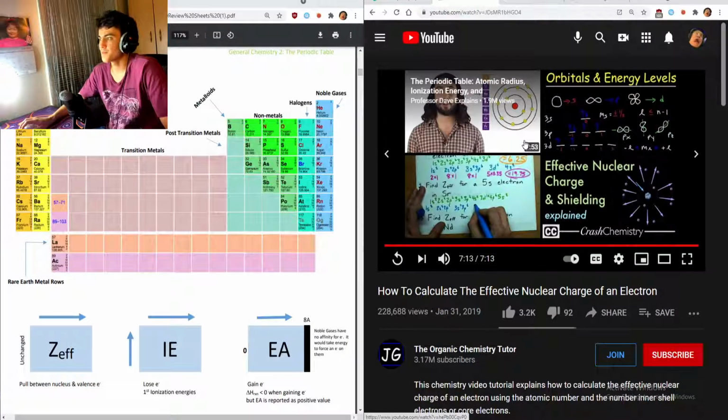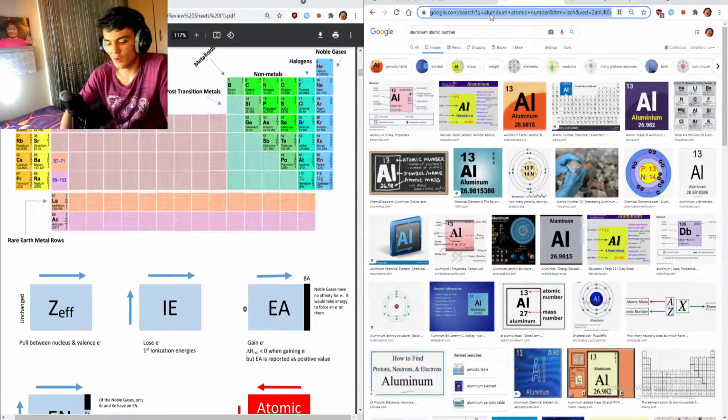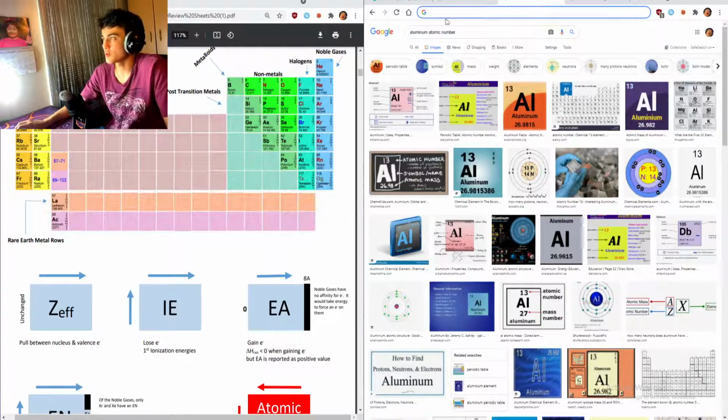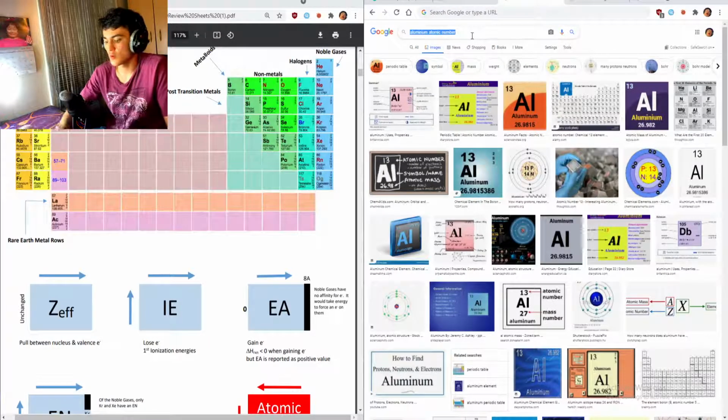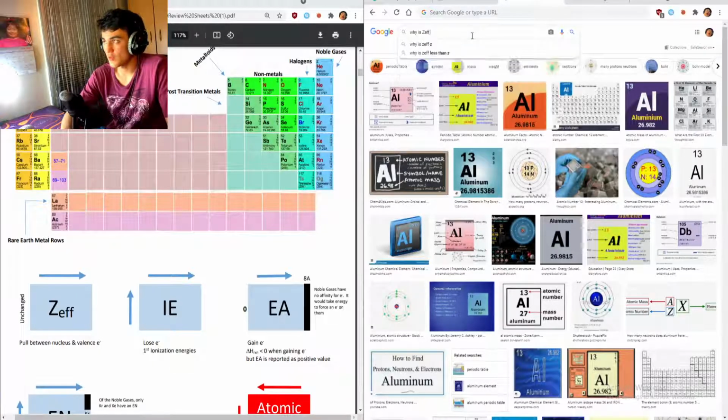Okay, so now we know how to calculate this. I want to know why it's unchanged. Let's search up Reddit. Why is Zeff unchanged as you go down a column or row?